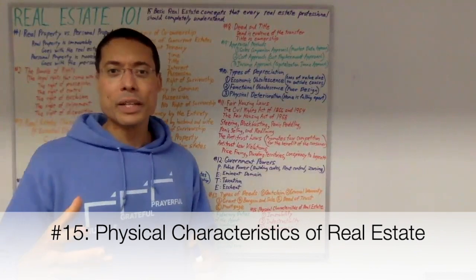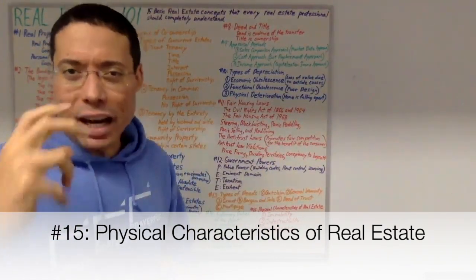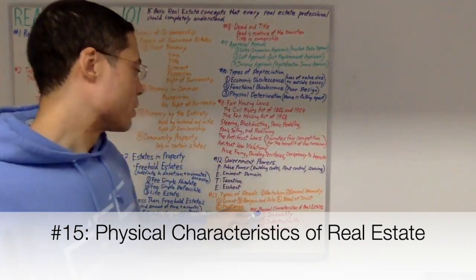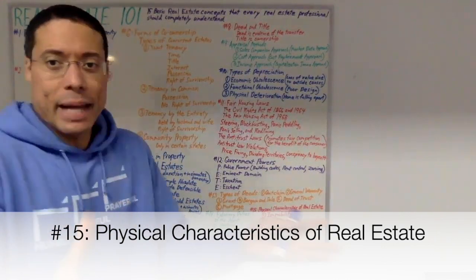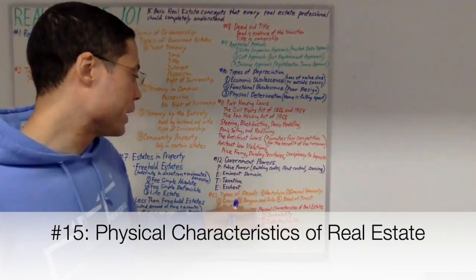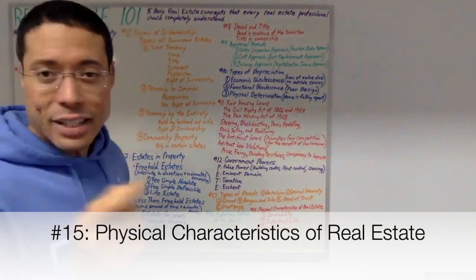What are the 3 physical characteristics of real estate? Well, immobility, meaning it can't be moved, right? Immobility, indestructibility, and uniqueness.